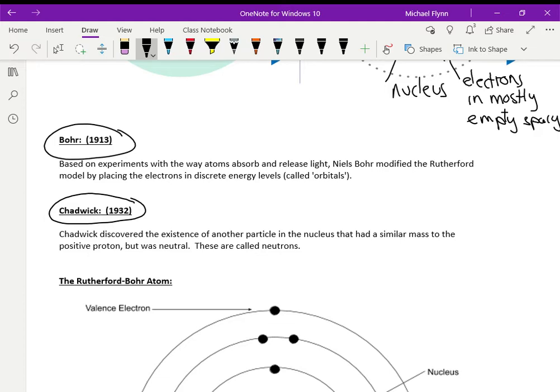Look, the way atoms absorb and emit light is really strange. So let's say you have a coal in a fire. Well, when the coal gets hot enough, it starts to glow. And it'll glow red and then white. We looked at that a little bit when we looked at photospheres on stars.